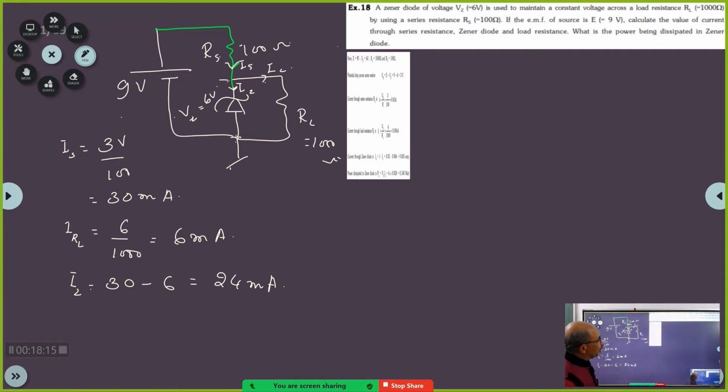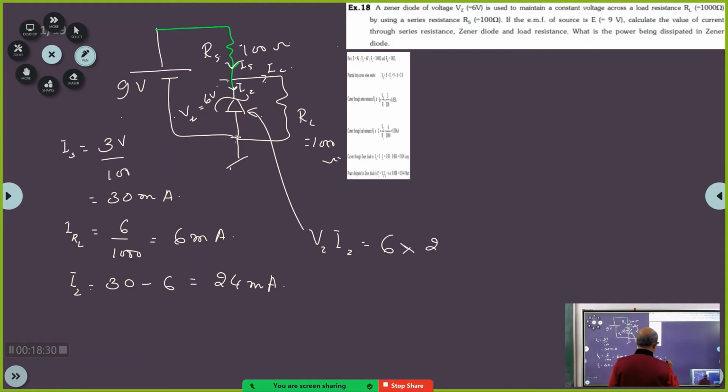Then what is the power being dissipated in the Zener? It is VZ into IZ. So that is 6 volts into 24 milliamperes. But be careful to write 24 milliamperes like this. 6 times 24 is 144, into 10 to the power of minus 3, or 144 milliwatts.